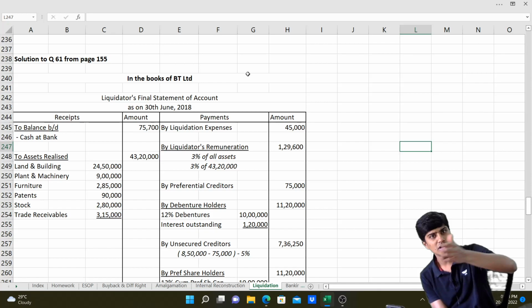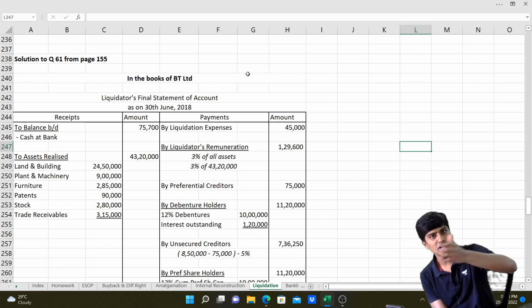61st question is on LFSA. Let's do question number 61, BT Limited. This is not a question that I cooked up. This question is from the May 2019 examination. Question number 3B from May 2019 for 10 marks is a question on liquidation. So let's quickly do question number 61 from the May 2019 exam paper.